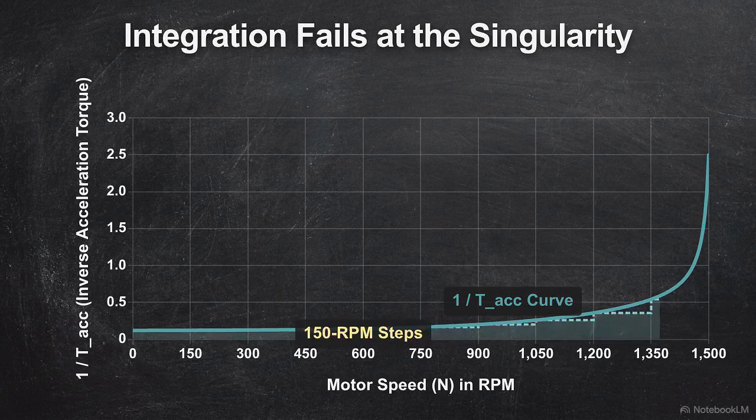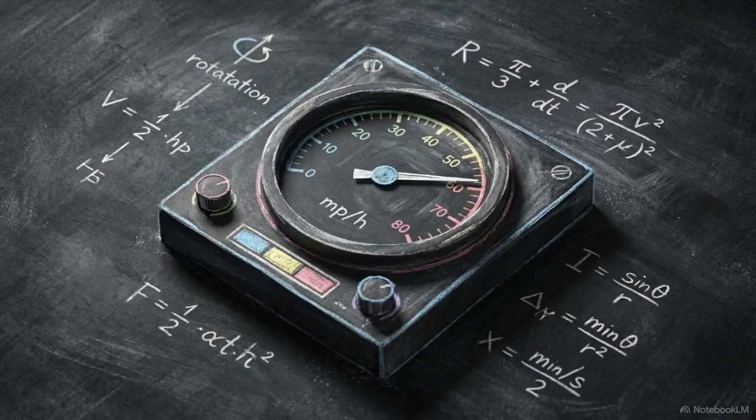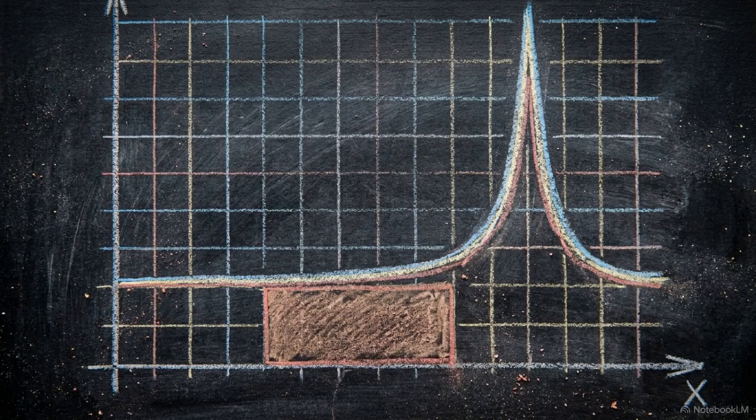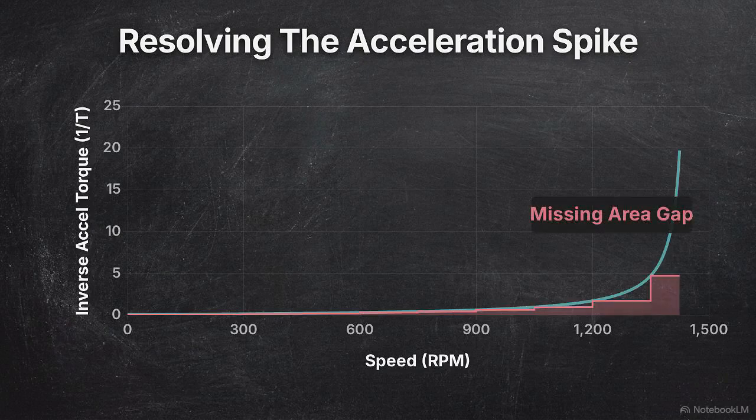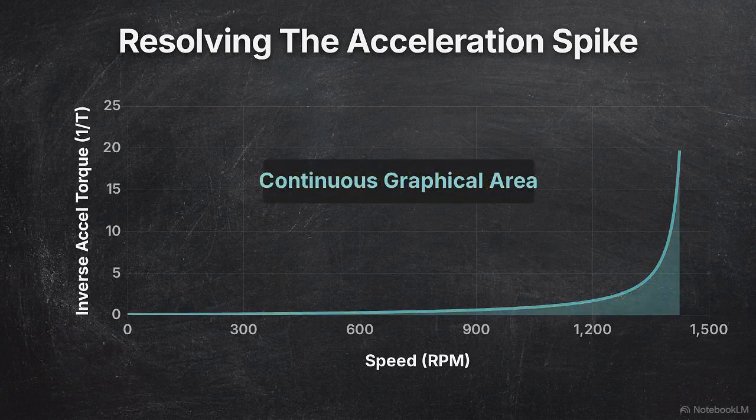Look at our 150 RPM integration steps overlaid on this graph. The trapezoidal blocks are far too wide to capture that final spike. There is a massive amount of area, representing actual time, sitting in the gap between the blocks in the curve. When a dynamic system approaches its steady state, a wide numerical approximation will fail to capture the exponential increase in time required to bridge those final few RPMs. To get an accurate result, we must capture the area within that spike. This requires either using much smaller numerical steps or employing a graphical area method.